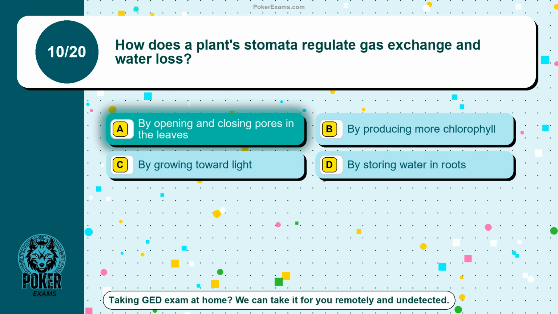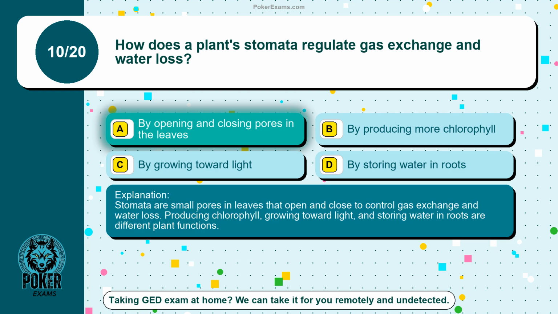The correct answer is option A, by opening and closing pores in the leaves. Stomata are small pores in leaves that open and close to control gas exchange and water loss. Producing chlorophyll, growing toward light, and storing water in roots are different plant functions.